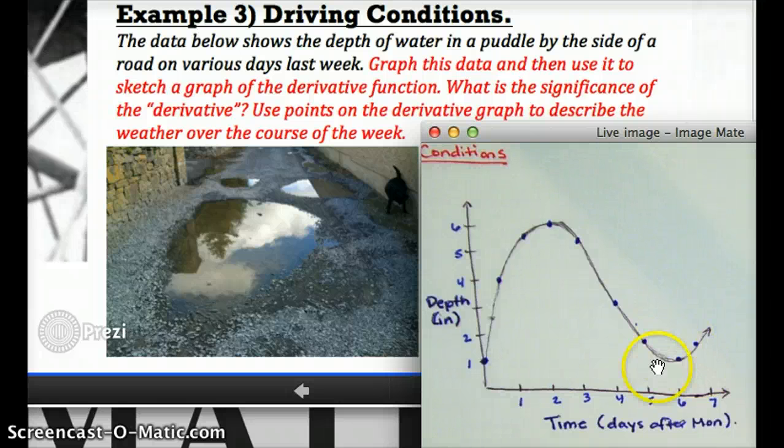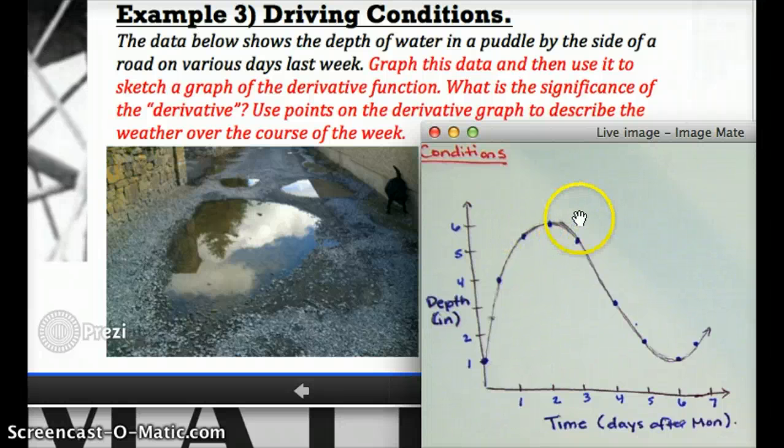Yeah, this is when the puddle is shallow again. I don't know if it's really the shallowest because it looked pretty shallow when we started. Now, what would the derivative of this graph represent? Exactly. The derivative would be the change in the depth with respect to time. In other words, we would measure the derivative in inches per day. And we would expect the derivative to be positive because the water is increasing at the beginning.